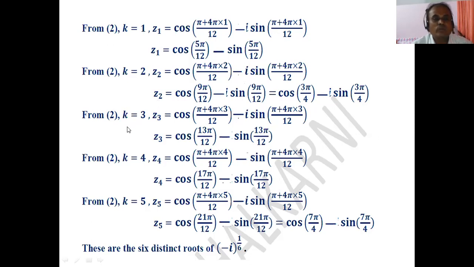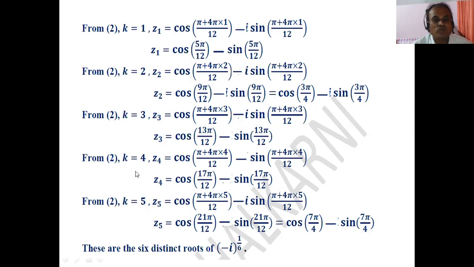Now again we put k equal to 3 in equation 2. Now from 2, z3 is equal to cos of (pi plus 4 pi into 3) upon 12 minus i sine (pi plus 4 pi into 3) upon 12. Now we simplify this: 12 pi plus pi is 13 pi. Now cos of 13 pi upon 12 minus i sine of 13 pi upon 12. So this is the fourth root of the given complex number.